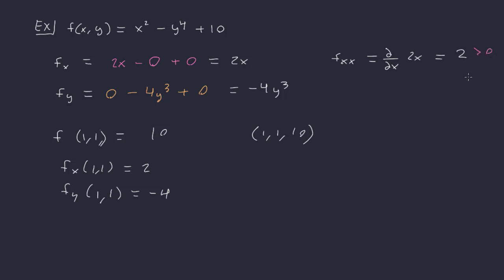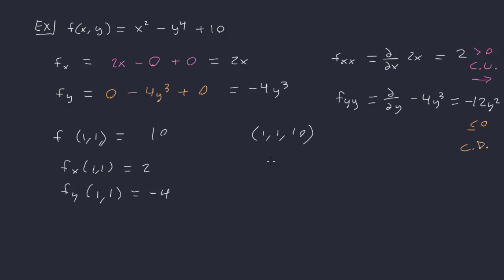So this implies, since it's positive, that the surface should be concave up in the x direction, right, and in the positive x direction. And if we want to do the y second derivative, right, f sub yy, well, that will be the partial derivative with respect to y of negative 4y cubed. So that will be negative 12y squared. Okay, and that's always going to be negative, or, less than or equal to 0. So this implies that the function, or the surface, is concave down in the y direction.